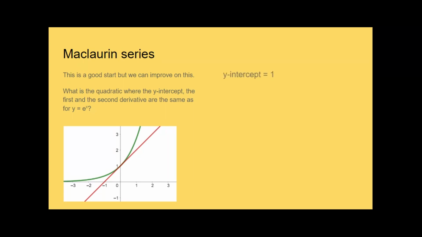So for our function, the y-intercept hasn't changed, nor has the gradient at that point. And as I said, however often we differentiate, we'll still have the second and third derivatives and so on. We'll still have that same value of 1. So what quadratic function can we approximate to y equals e to the x, which has got those qualities? Well, it's also true for that quadratic. You can see if we substitute in x equals 0, the function has a value of 1.